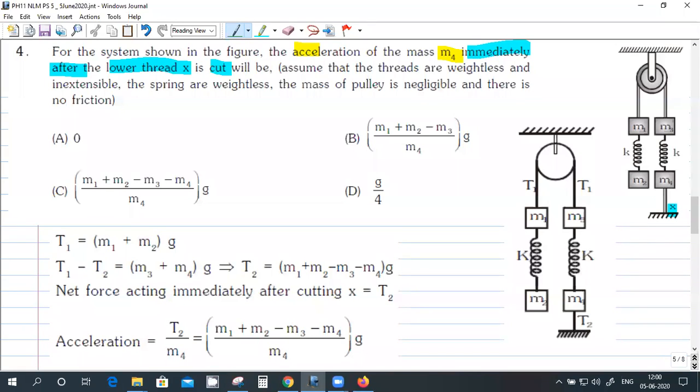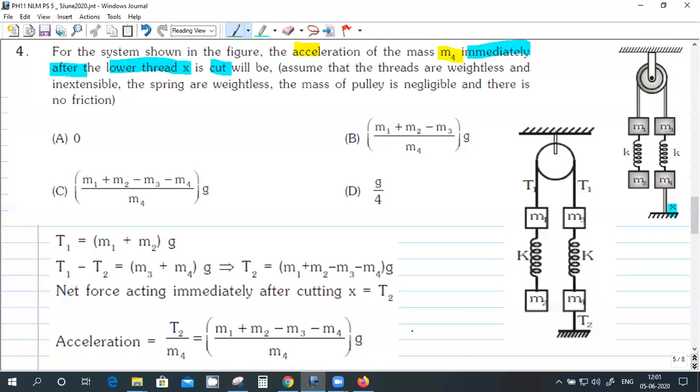Sir, which spring? Both of them. Okay. Will there be any stretching? Yes, sir. And once I cut that string which is down, will the stretching change immediately? If you cut T2, right? Yeah, T2 is cut. Immediately after it is cut, will the extension of the spring jump back to its unstretched length, or will it change? Yes, sir, it will change.